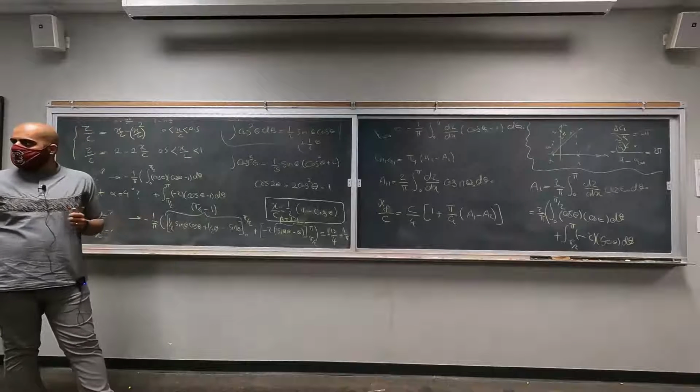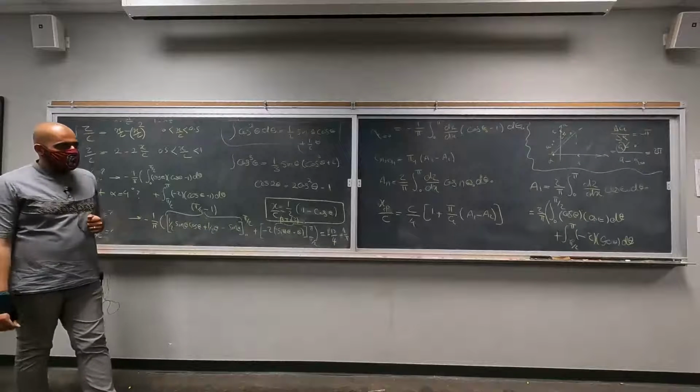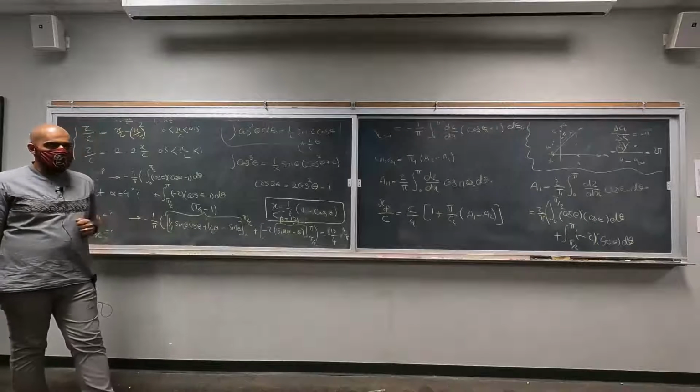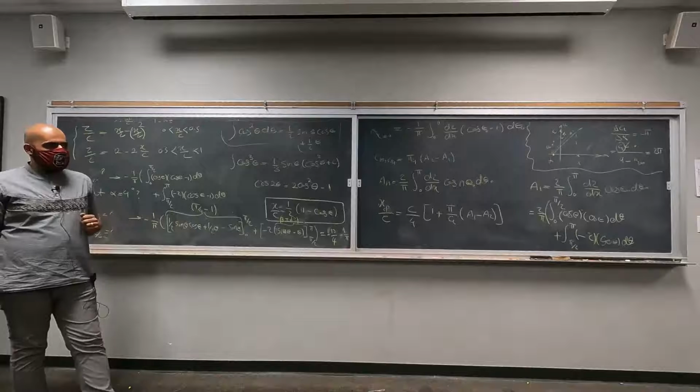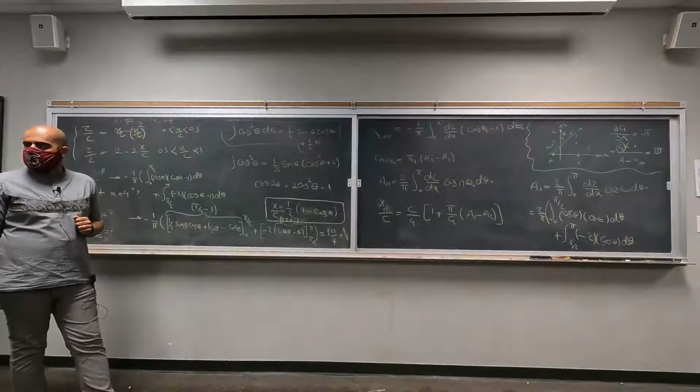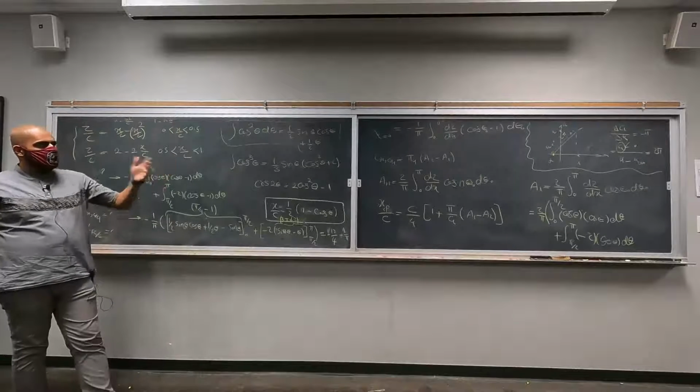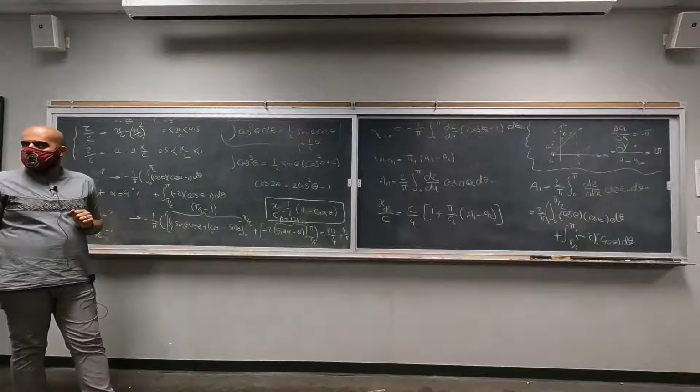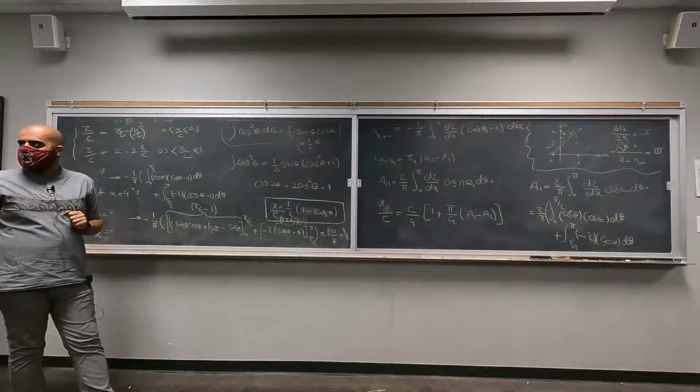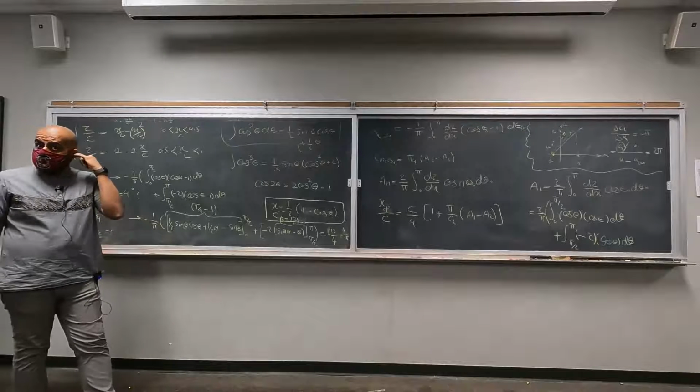Can we take that integral? One of them is the integral of negative 2 cosine of theta, and one of them is the integral of cosine squared, right? Plug in the values, you can find A1, right? Is this clear? How about A2? How can we find A2?